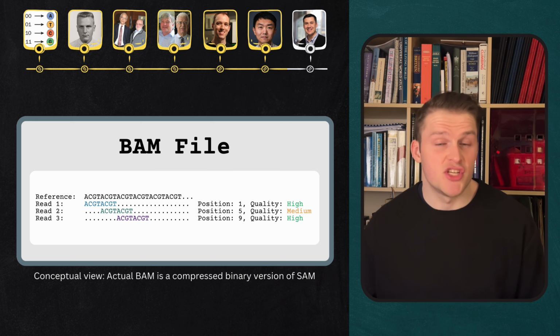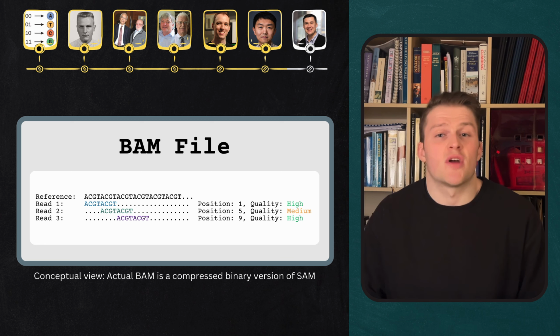When we sequence a genome today, we don't get one continuous string of DNA. Instead, we get millions of short reads, fragments of around 100 to 150 bases long that overlap. BAM stores these reads along with their positions on the reference genome, quality scores, and other metadata.